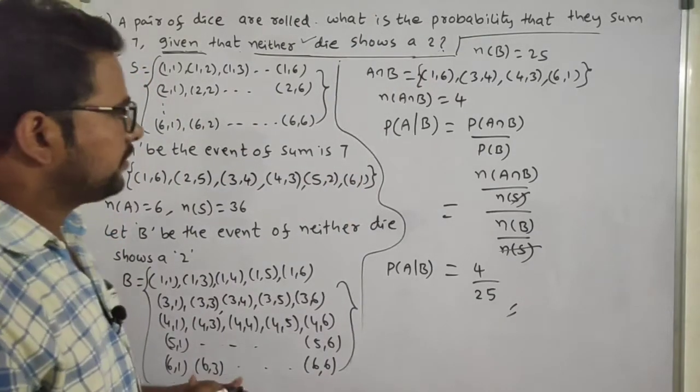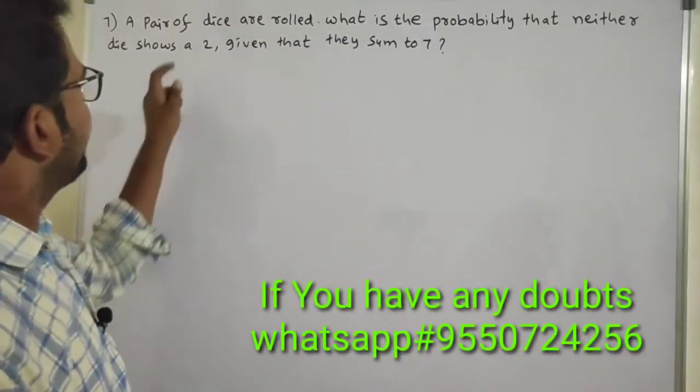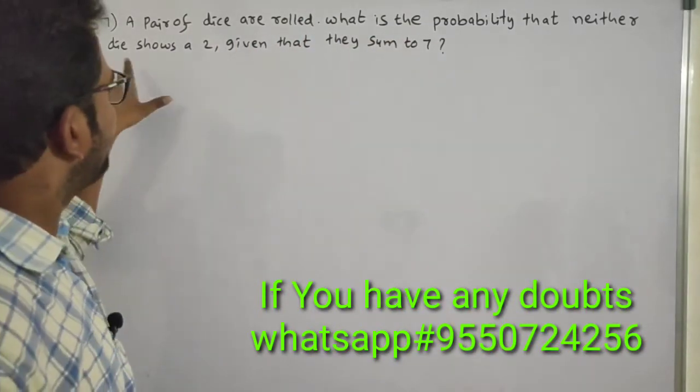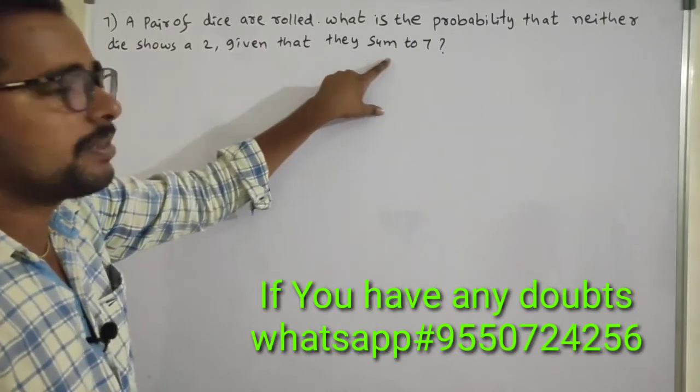Now the 7th question. A pair of dice is rolled. What is the probability that neither die shows a 2 given that they sum to 7?